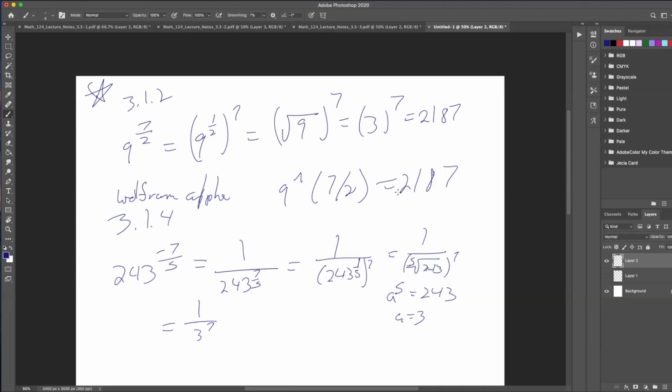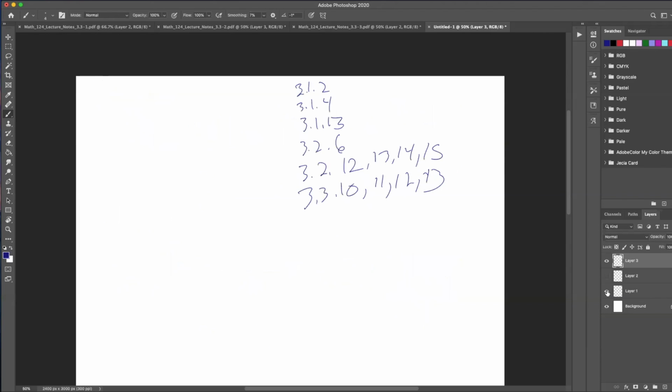What's 3 to the 7th power? We already figured that out. It is 1 over 2187. Okay, so that's how you do those two. All right, so let's add a new layer. Let's go ahead and clear off this layer. Let's open up this layer. Let's mark this one is done and this one is done.